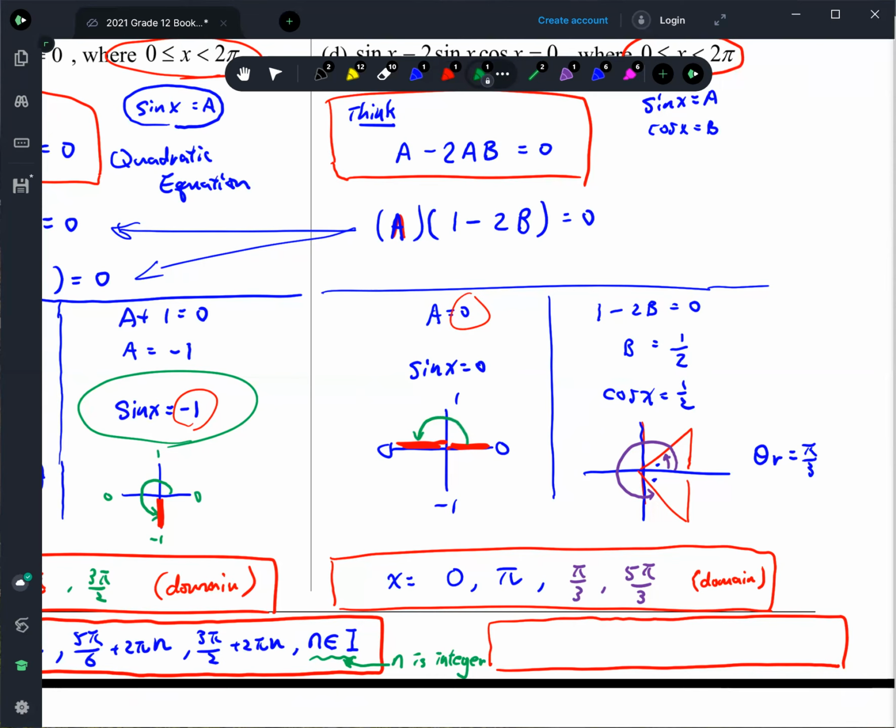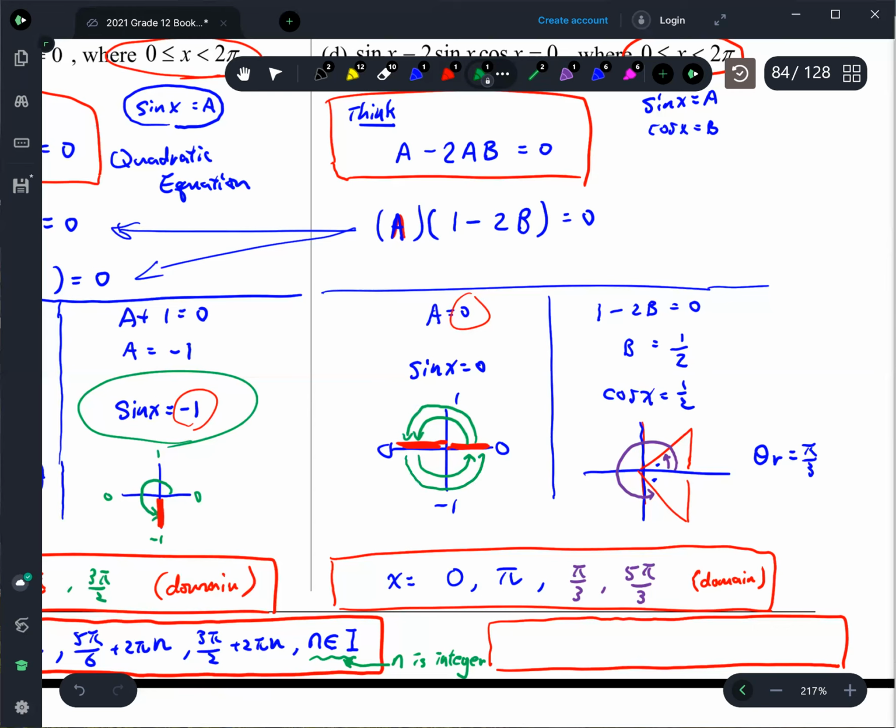0 plus pi gives you pi. Pi plus another pi gives you back to the first arm, right? You add another pi, it gives you the next one. Add a pi, it gives you the next one. So you could just add multiples of pi, and that will include both arms. Adding 2 pi n only gets back to the same place, right?